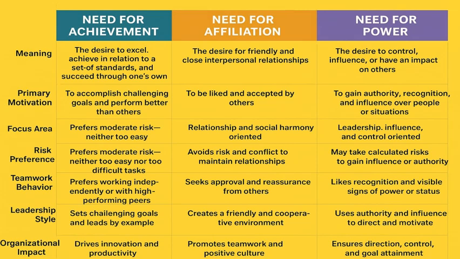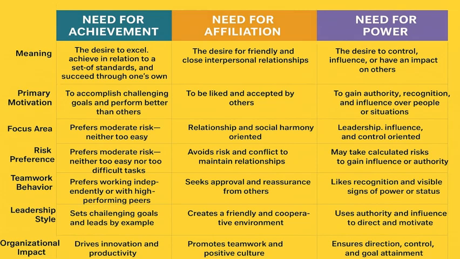Focus area: for need for achievement, they prefer moderate risk, neither too easy. The focus area of need for affiliation is relationship and social harmony oriented. And the focus area of need for power is leadership, influence, and control oriented.